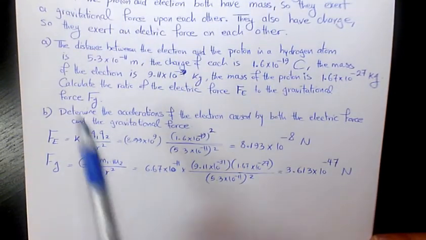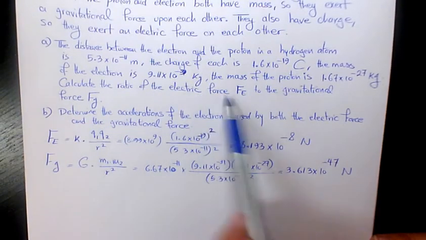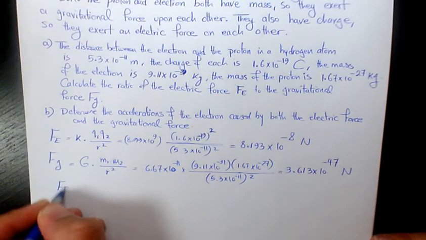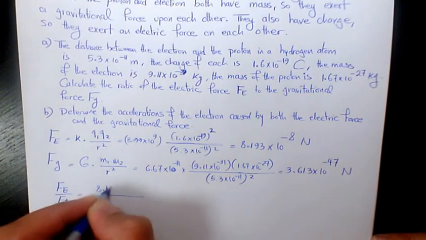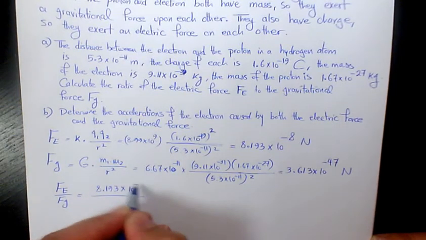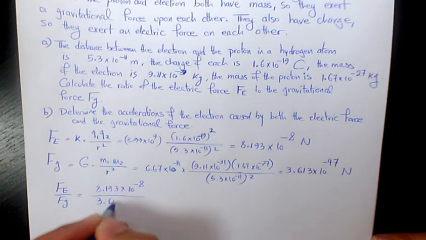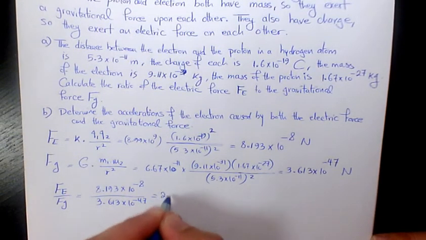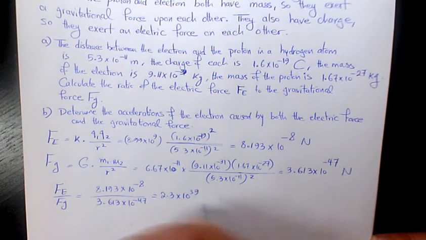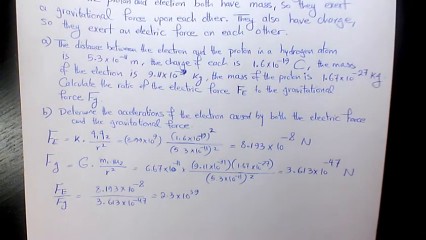Now the question asks us to find out the ratio of electric force to the gravitational force, which is Fe divided by Fg. Fe is 8.193 times 10 to the power of negative 8 divided by 3.613 times 10 to the power of negative 47. That's going to give me 2.3 times 10 to the power of 39. So it means that the electrical force between electron and proton of the hydrogen atom is 2.3 times 10 to the power of 39 times the gravitational force between the same particles.